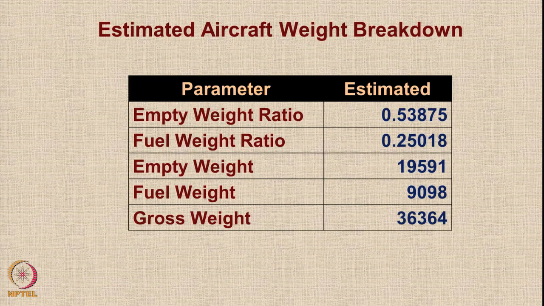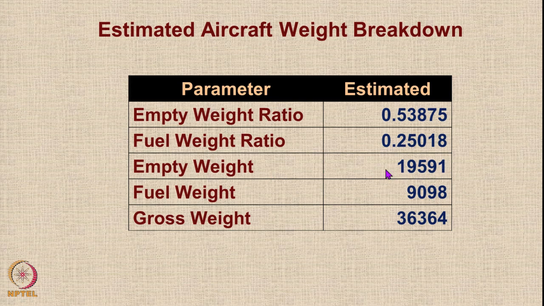So with these numbers, let us see what is the weight breakdown that we got. The empty weight ratio we got was 0.53875, so nearly half the aircraft is empty weight, slightly more than that. The fuel weight ratio we got is 0.25, which means almost a quarter of the aircraft. The empty weight we got is 19591 kgs.